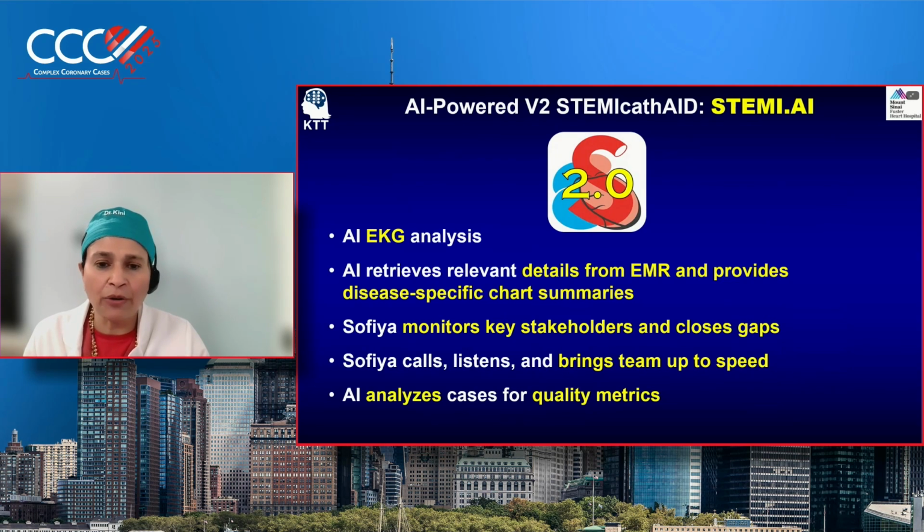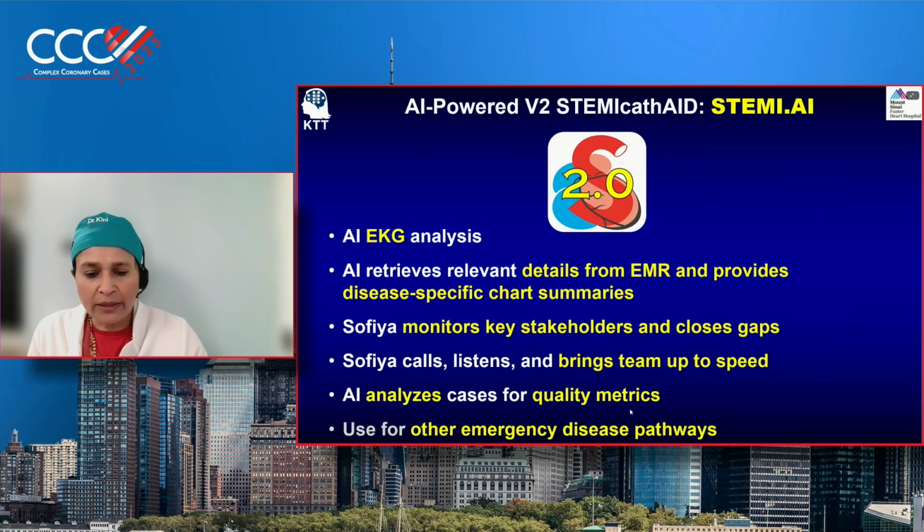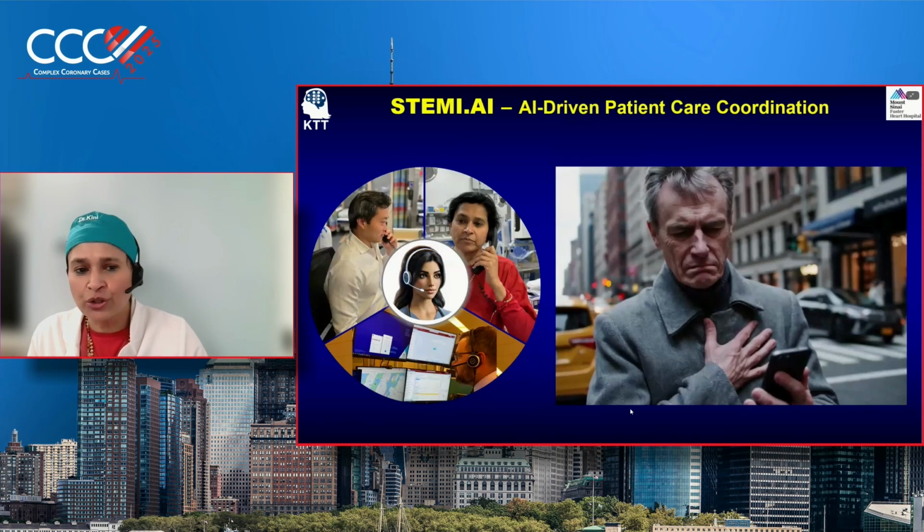AI? In our version 2, there is AI detection by EKG, and the EMR will provide summary details by this agent. All the various stakeholders will be called by the AI agent, Sophia. And more important, it will automatically give you quality metrics. And another thing is you can use this for other disease pathways.